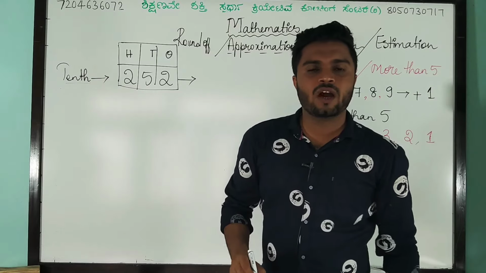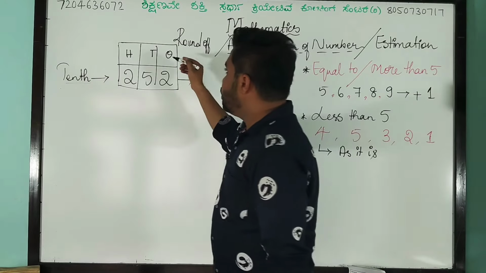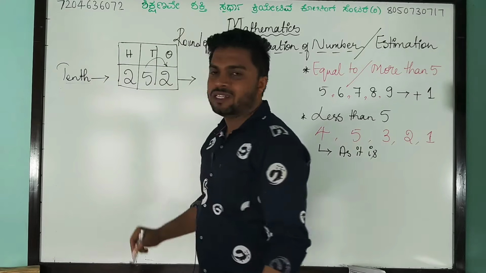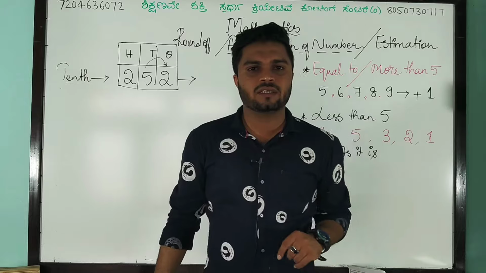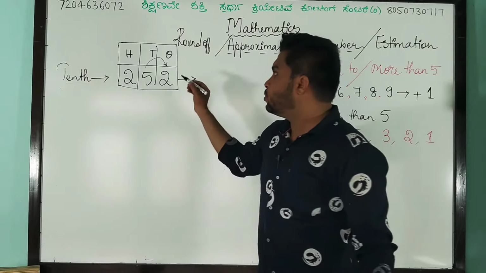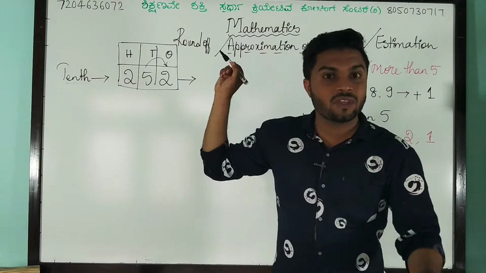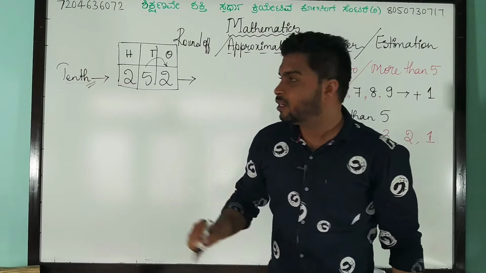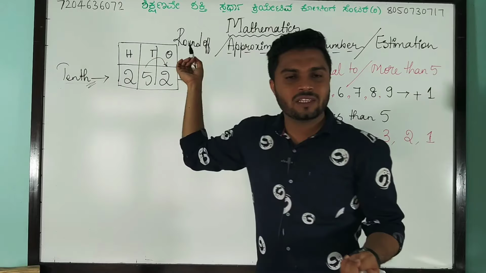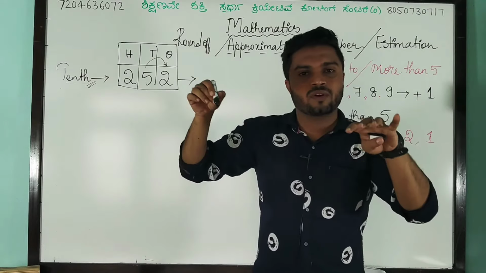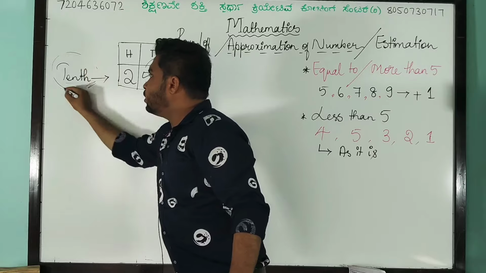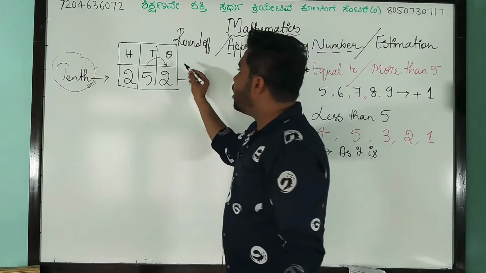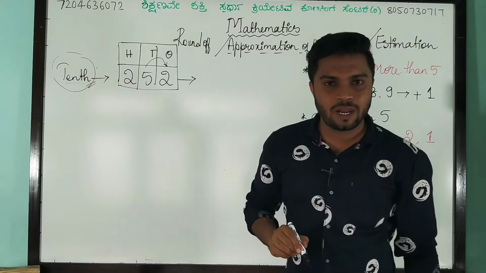If you are finding the estimation for the 10s, you are going to check the number in the ones place. If they ask for the 100s, you are going to check the number in the 10s place. Like that it will continue. If they have asked for the estimation for the 10th place, you are going to see the number in the ones place.